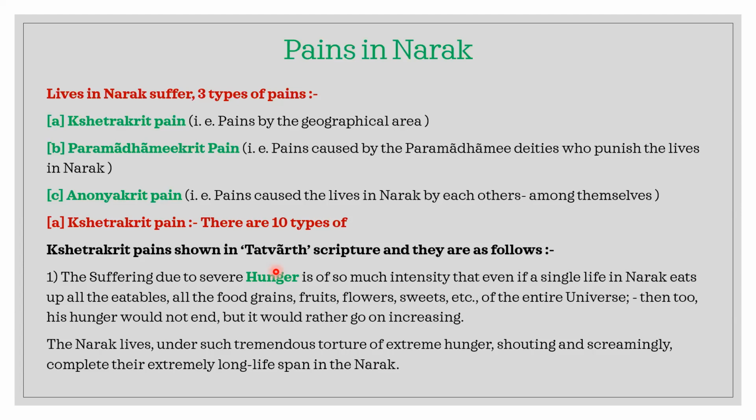So in Tattvarth Sutra, there are 10 types of Kshetrakrut pain described. The first type of pain that all the Jeeves of Narki go through is the pain of hunger. In the Shastra, it is said that the pain of hunger, or bhukh, is so severe and so intense that a single Jeev of Narki can eat all the eatables in the Chaud Rajlok. That means they can eat all the food grains, fruits, sweets, everything in the complete Chaud Rajlok. And even then, their hunger will not subside, but rather it will go on increasing.